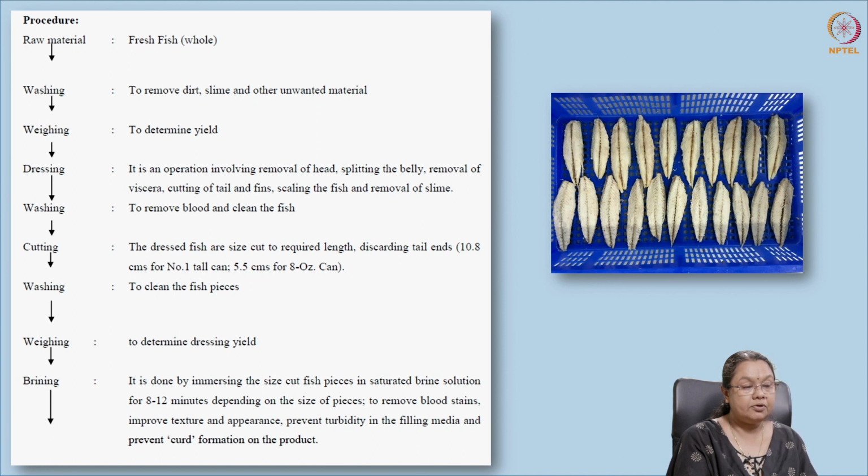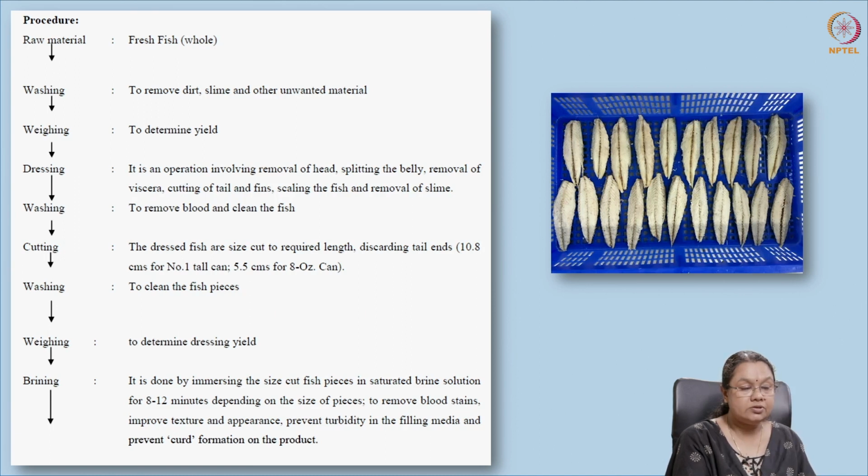This is the protocol for mackerel canning. So here we get the fresh fish. It is whole, and if it is in the frozen form, it needs to be thawed, and if it is in the fresh form, then it needs to be washed. This is done to remove the adhering dirt or unwanted slime or any material which is attached to the surface. Since mackerel does not contain scales, we don't have to do descaling. We can directly go for dressing, where we remove the fins and other things.